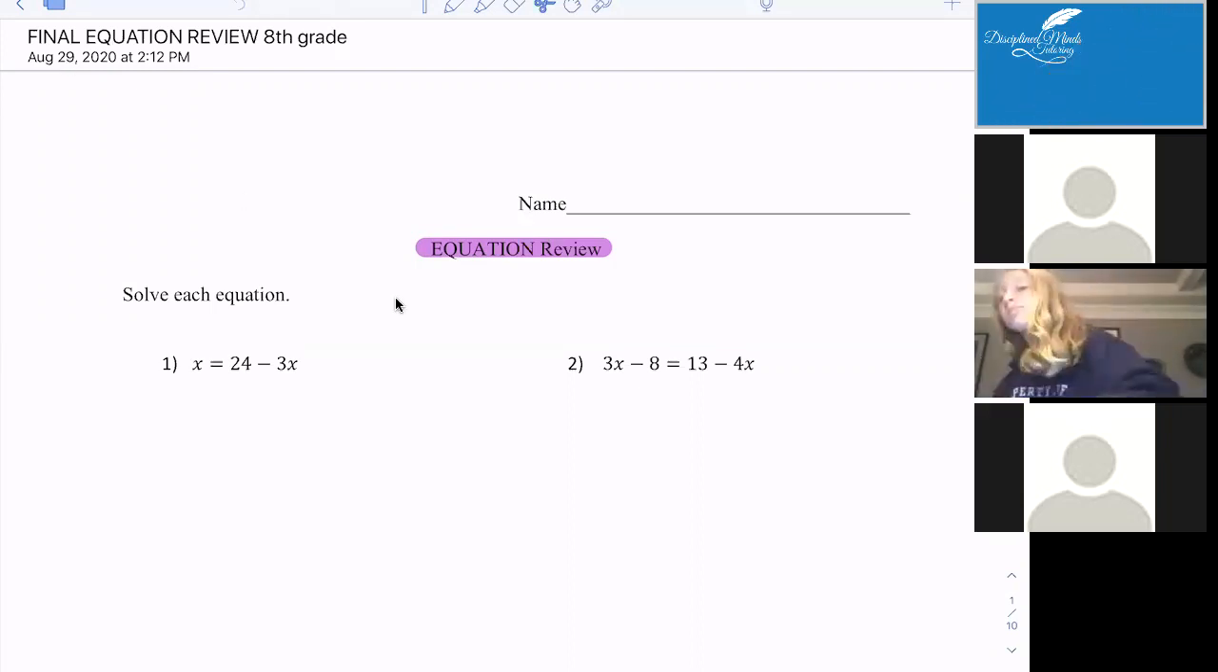Got the lights. All right, okay, I think it's going better.